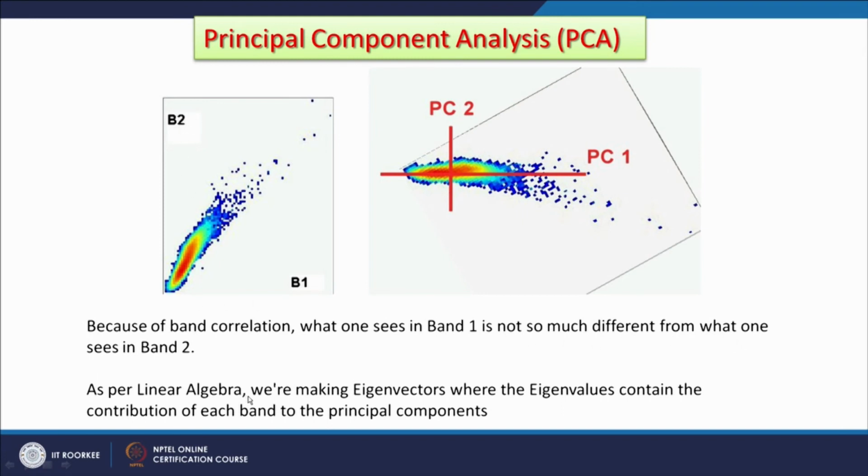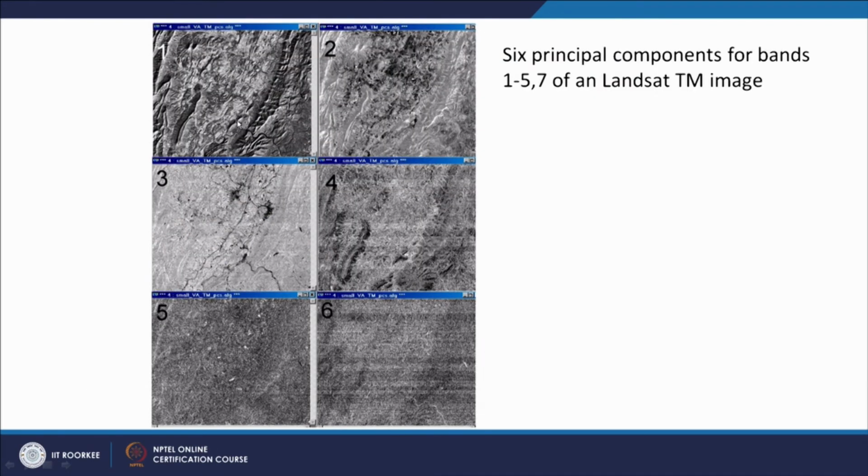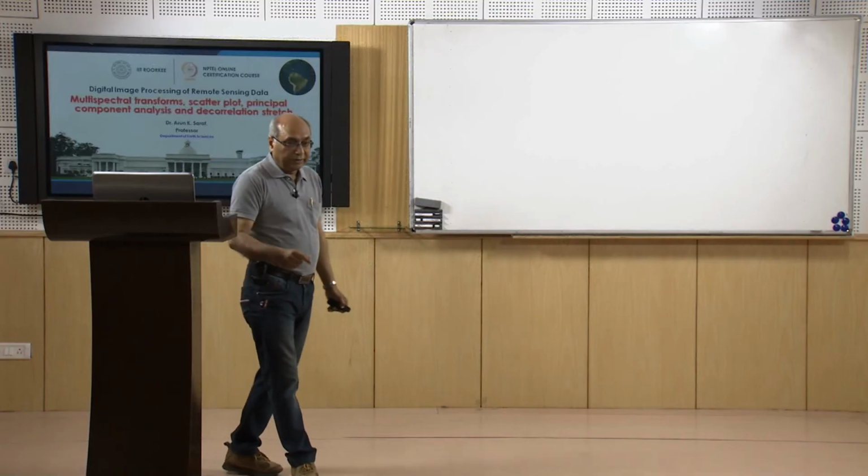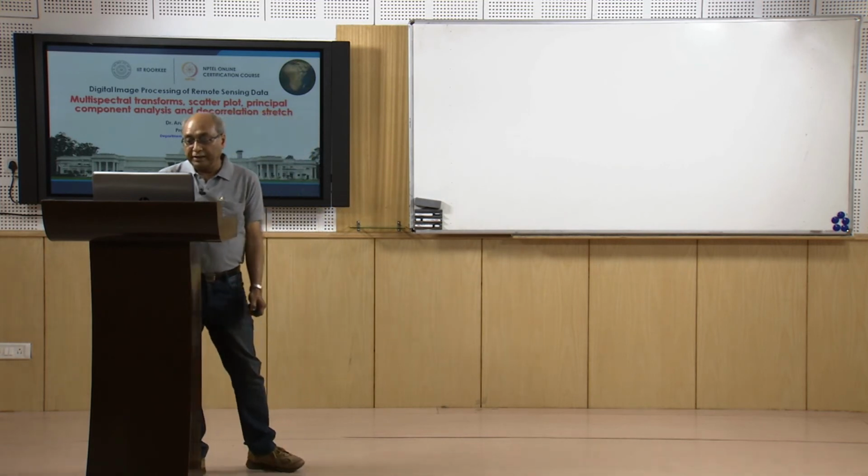And as per linear algebra, we are making eigenvectors where the eigenvalues contain the contribution of each band to the principal component. And this is what we see here, that there are 6 principal components of bands 1, 2, 5 and 7 of Landsat TM. Band 6 is missing because 6 is the thermal channel, so that is not involved in the analysis.